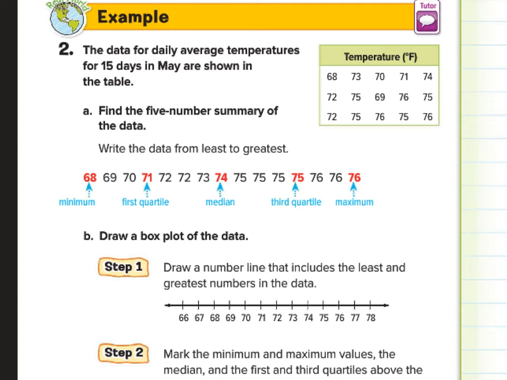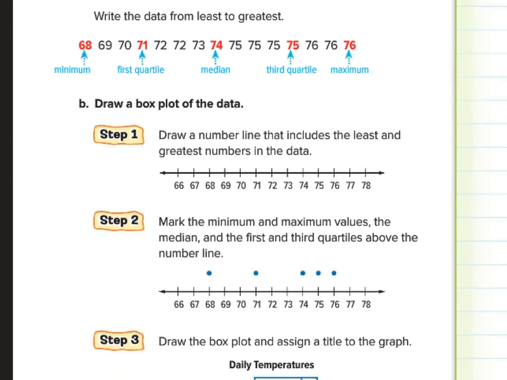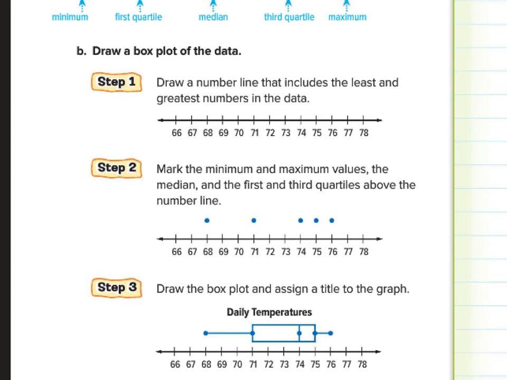Here's another example which I will go over quickly. We have temperatures, okay, and the temperature is broken down from 68 to 76. We list our minimum, our first quartile, our median, our third quartile, and our maximum, okay? And what we're being asked to do here is to draw a box plot of the data. So to do that, you can see here we have step 1.